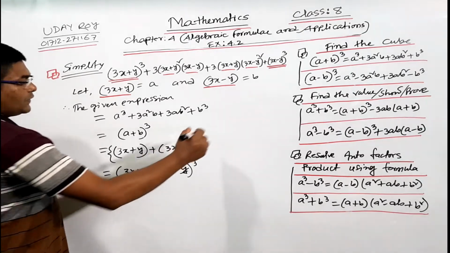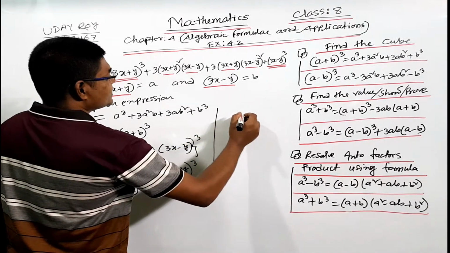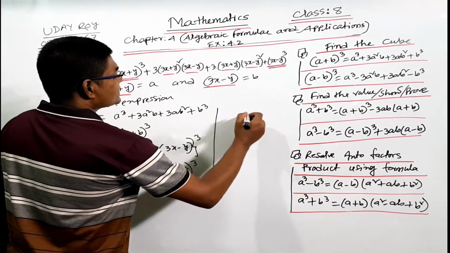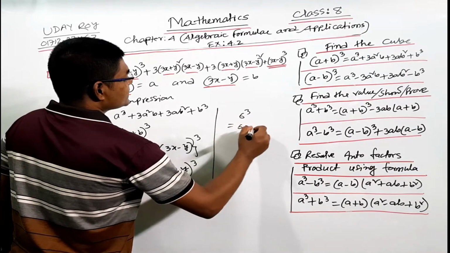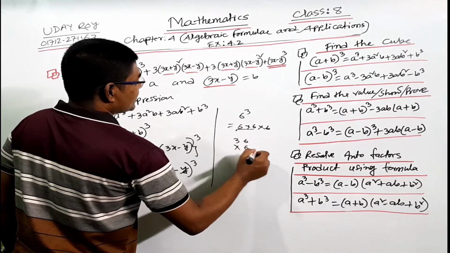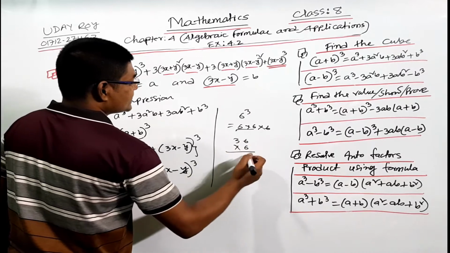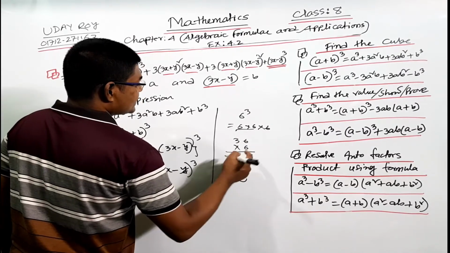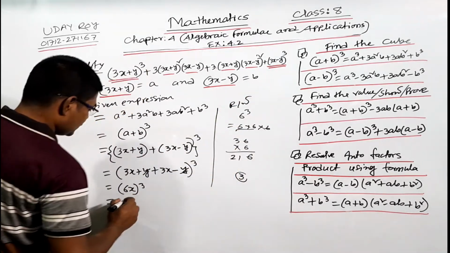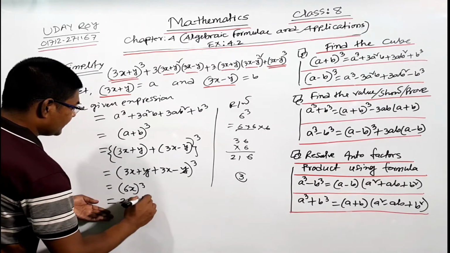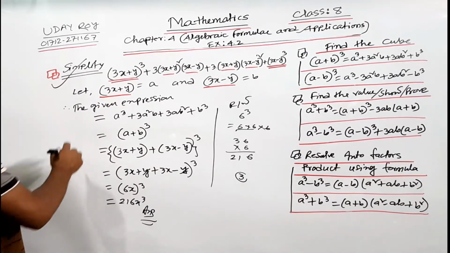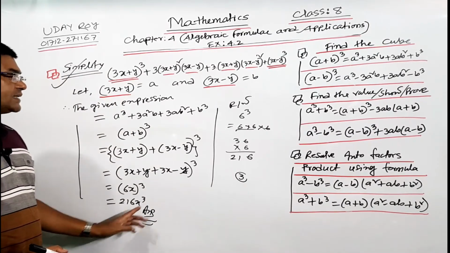So we get cube means multiplied 3 times. So 6 cube equal to 6 into 6 into 6. So we get 6 into 6, 36, multiplied by 6, 216. 216 x cube. So we have done the simplify. We have got the answer 216 x cube.